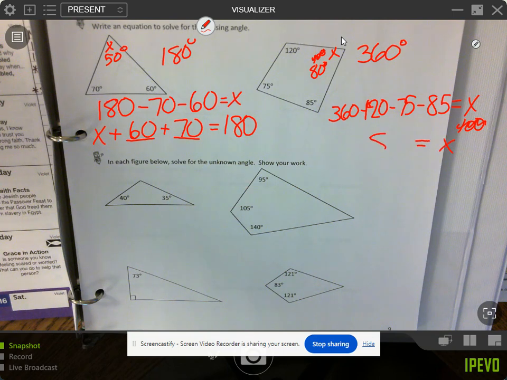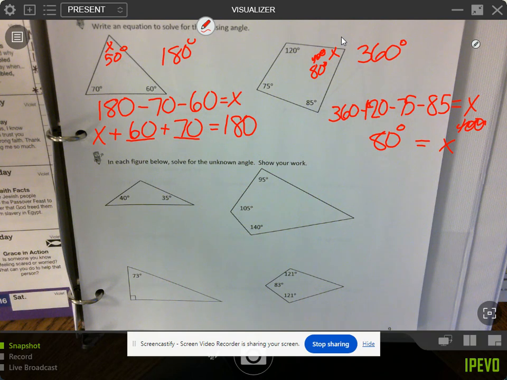X equals 80 degrees. So we have to make sure we are doing that 360. Your way of checking that you did it correct is add them all up, making sure that we know triangles are 180, quadrilaterals are 360. Magic numbers. That will be going on your help sheet. Triangles equal 180 degrees, quadrilaterals equal 360 degrees.